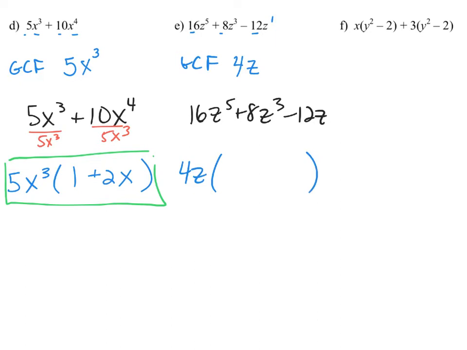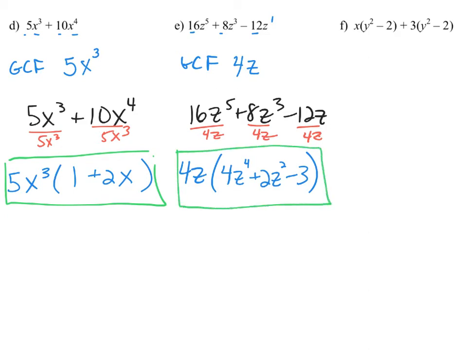And we divide each of those terms by 4z. When we take the first term 16z to the fifth divided by 4z, 16 divided by 4 is 4, and z to the fifth divided by z is z to the fourth power. And then we take the second term 8z to the third, factor out the 4z. We divide 8 by 4 to get 2, and z to the third divided by z is z squared. And the last term, negative 12z divided by 4z, we get negative 12 divided by 4 is negative 3, and z divided by z is 1. So our answer in factored form is 4z times the quantity 4z to the fourth plus 2z squared minus 3.